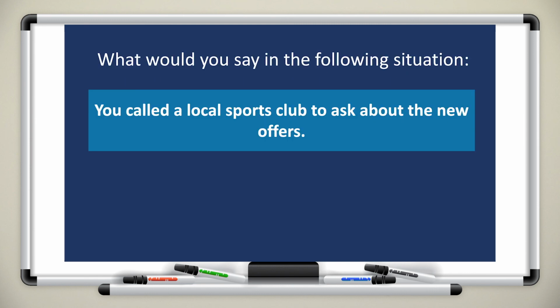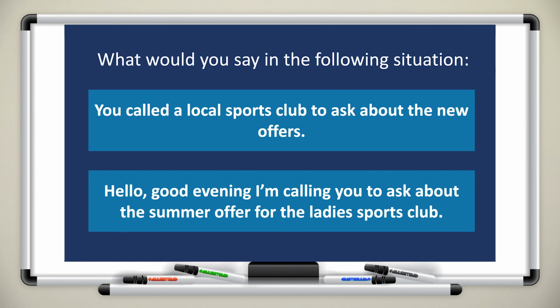You called a local sports club to ask about the new offers. How are you going to answer? First, you have to imagine yourself in that situation and then say exactly what you're going to say and write it in a full grammatical sentence. Let's take a look at the answer. Hello, good evening. I'm calling you to ask about the summer offer for the ladies' sports club.